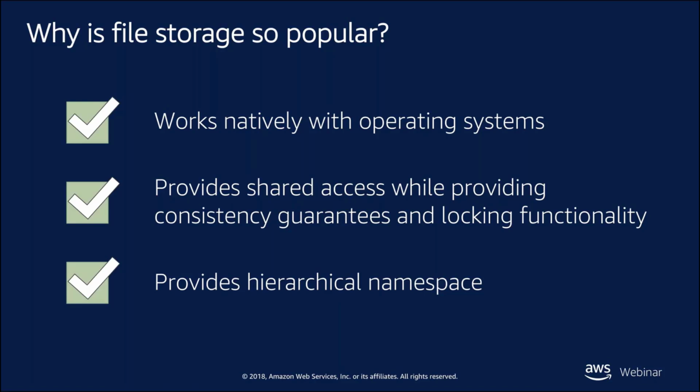And file systems use file APIs to allow applications and users to read and write data. It also provides shared access to the data while providing consistency guarantees and locking functionality. This is very unique to the file system. These characteristics are very important when you have multiple clients sharing and accessing the same data set at the same time.